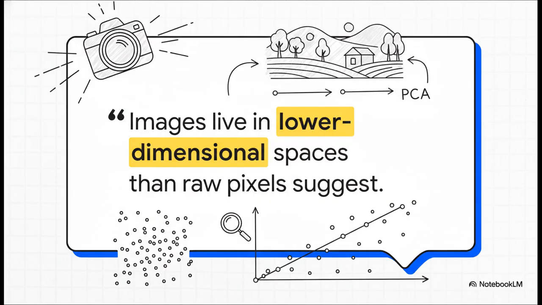And here's the bottom line. The real world and the pictures we take of it have structure. It's not just a bunch of random noise. And because that structure exists, we can use amazing tools like PCA to find a much simpler, cleaner way to describe it. Honestly, that's the core reason computer vision is even possible in the first place.